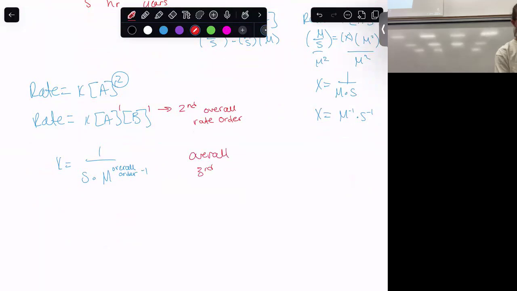So if we had overall third order, then our units of K is now 1 over seconds times molarity to the 3 minus 1. So that's 1 over seconds times molarity squared. Okay, so that's just a little shortcut if you're looking for an easier way, or just an easy way to recognize something.